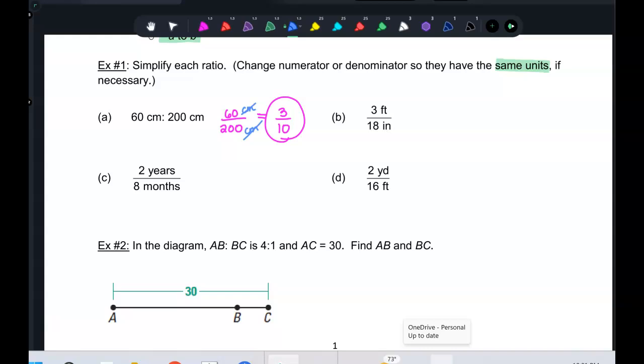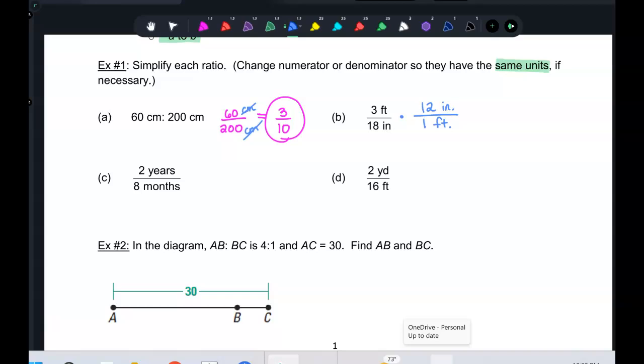I have 3 feet and 18 inches. They are not the same. So let's think about how many, it's easier to change the feet to inches. How many inches are in 1 foot? 12. So I'm going to multiply. So I'm going to make this 12 inches over 1 foot. Those of you who don't know that, I would tell you that. Why did we put 12 inches over 1 foot?